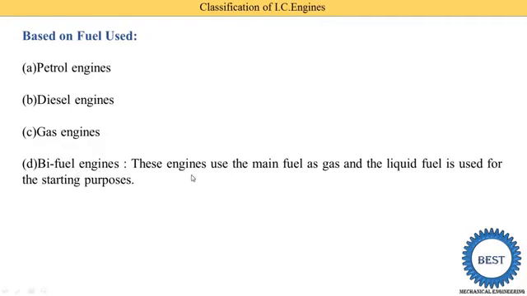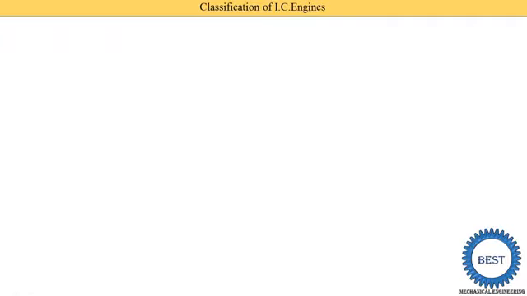In a biofuel engine, the engine uses gas as the main fuel, and a liquid fuel is used for the starting purpose. It is also possible that the engine is first started using petrol, and after that it runs on kerosene. Generally generators come with this type of biofuel engine. We start the generator using petrol, and after that it is run using kerosene. Then it is known as a biofuel engine.